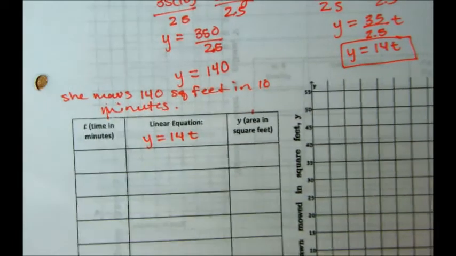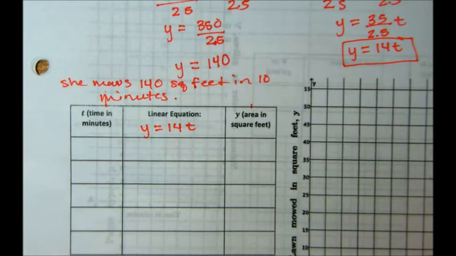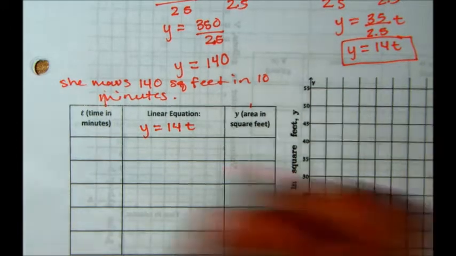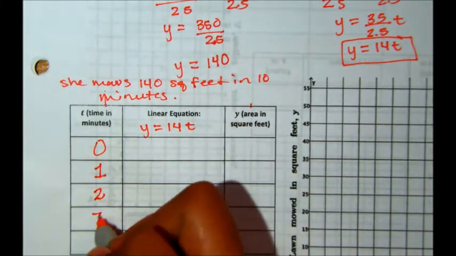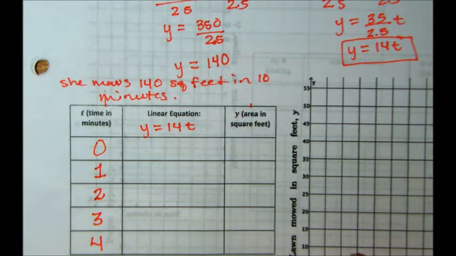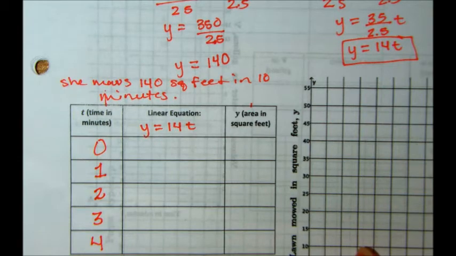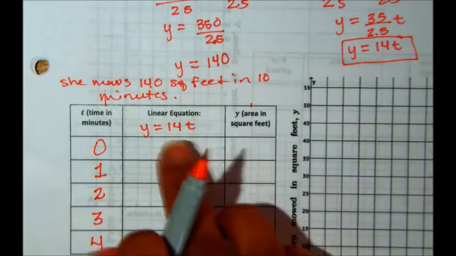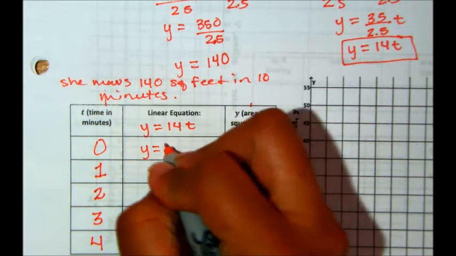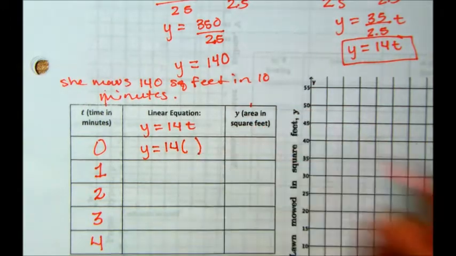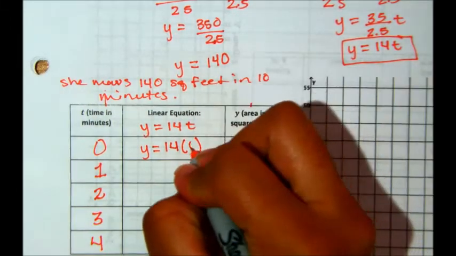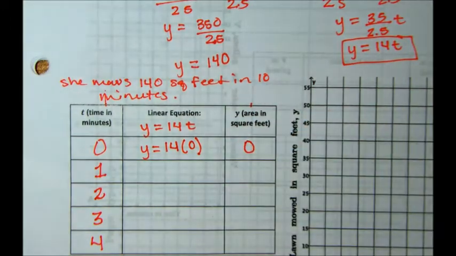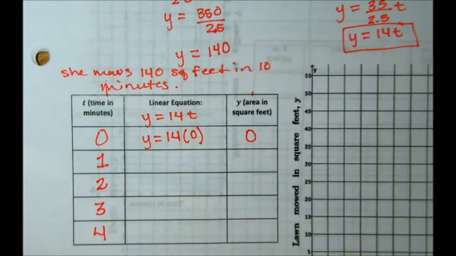What if I asked you what was the amount of square feet she mowed over 0 minutes, 1 minute, 2 minutes, 3 minutes, or 4 minutes? What could you do? Hopefully you said you could use this equation and substitute each given t into the problem, and you could find the area.